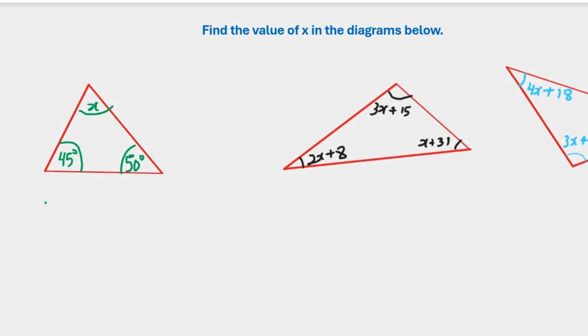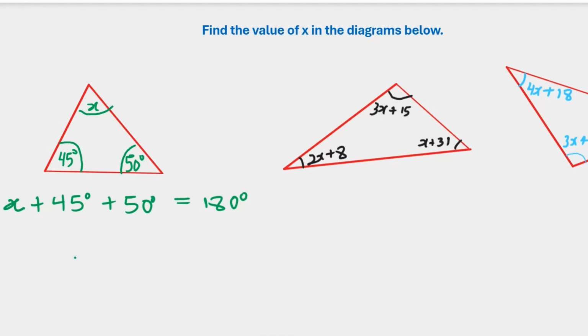So in the first one, we have this particular triangle where the interior angles are 45 degrees, 50 degrees, and that of x. So how do we find the value of x? Using the property that states that the sum of the interior angles of a triangle is equal to 180 degrees. So this is how it's going to be. We have x plus 45 degrees plus 50 degrees. That should give me 180 degrees.